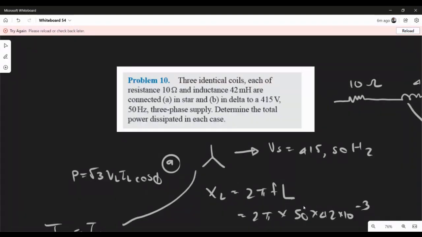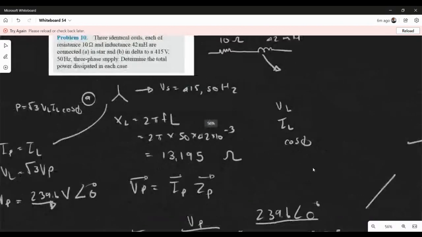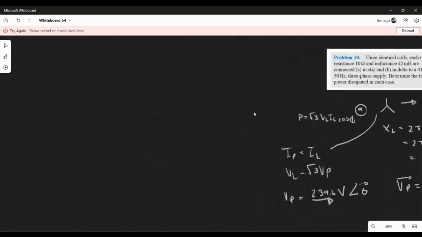Okay, 25 past. Let's get it. We can do B. Let me just do B over here. Because we're in delta, our V line is equal to our V phase, and our line current is √3 of our phase current.